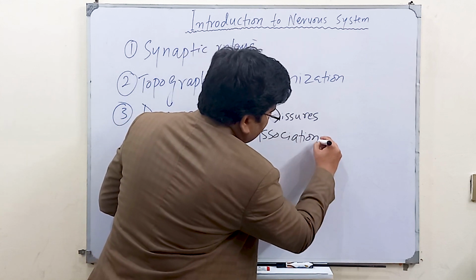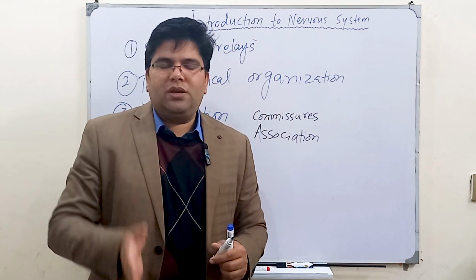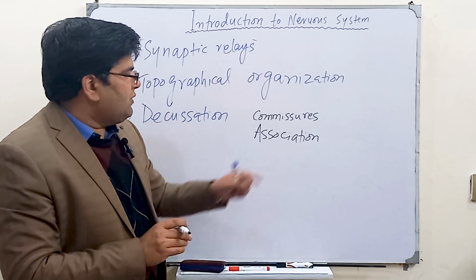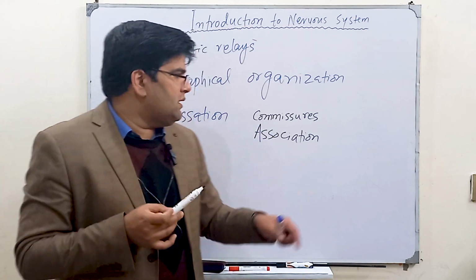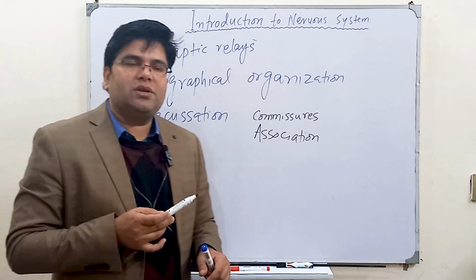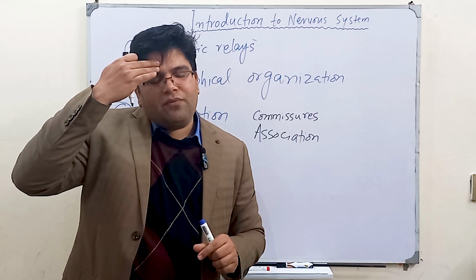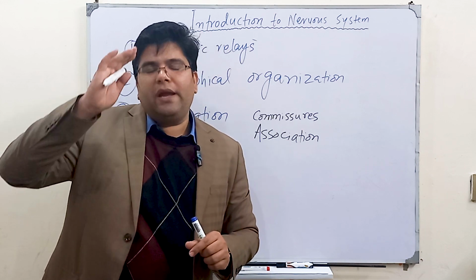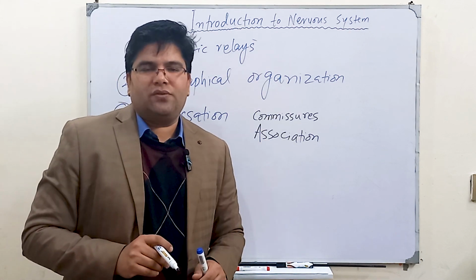So now you have studied three kinds of fibers: the ascending and descending tracts, which pass through the spinal cord; the commissural fibers, which cross from one side to the other; and the association fibers, which are on the same side but go from, maybe, the frontal side to the posterior side, or from the posterior to the anterior side of the cerebral hemisphere. These kinds of fibers are called association fibers.